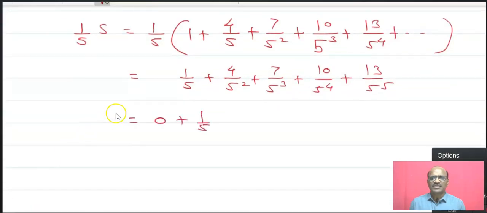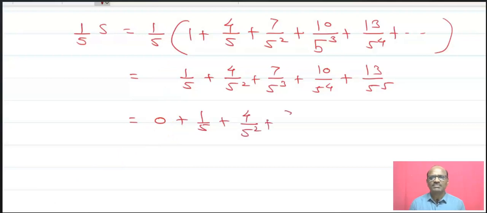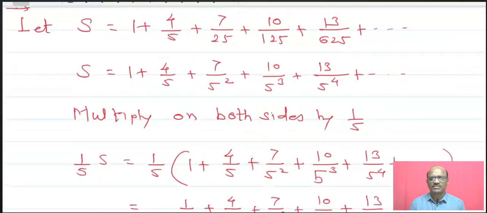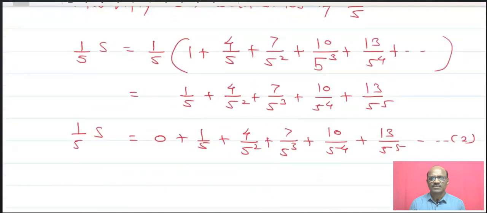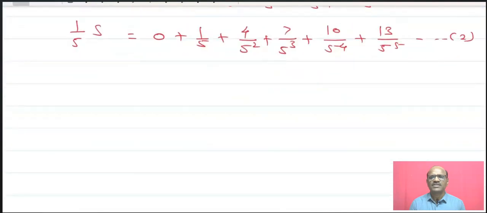Now in this case again we will treat the first term as 0 plus 1 upon 5 plus 4 upon 5 square plus 7 upon 5 cube plus 10 upon 5 raised to 4 plus 13 upon 5 raised to 5. Therefore, you will get this as equation number 2.